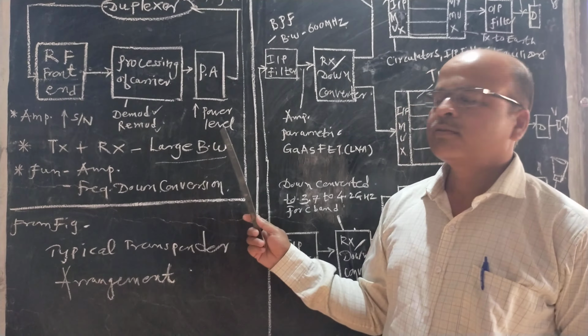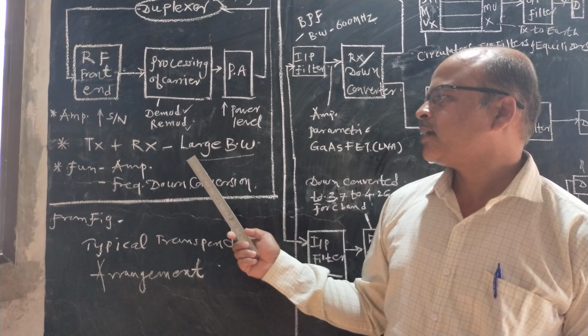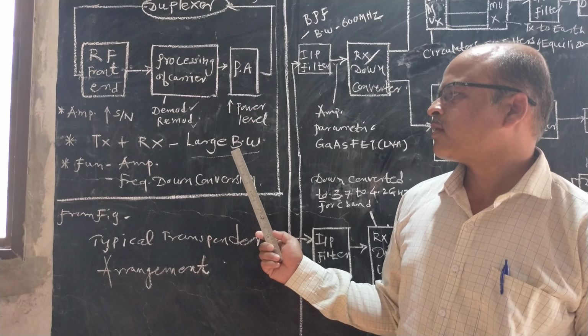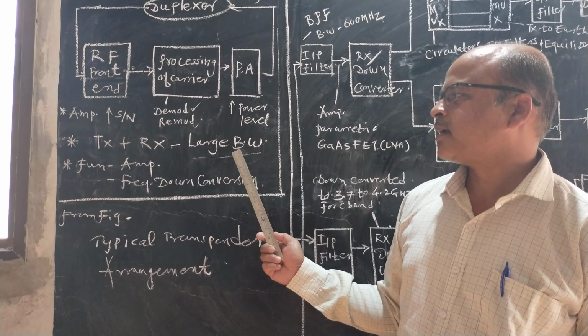Then what is a transponder? We can again mention that it is a combination of transmitter and receiver. As there is parallel transmission and reception, this transponder provides a larger bandwidth, and this is an important function of the transponder. Therefore we can transmit larger data, or a large number of signals, through this transponder.